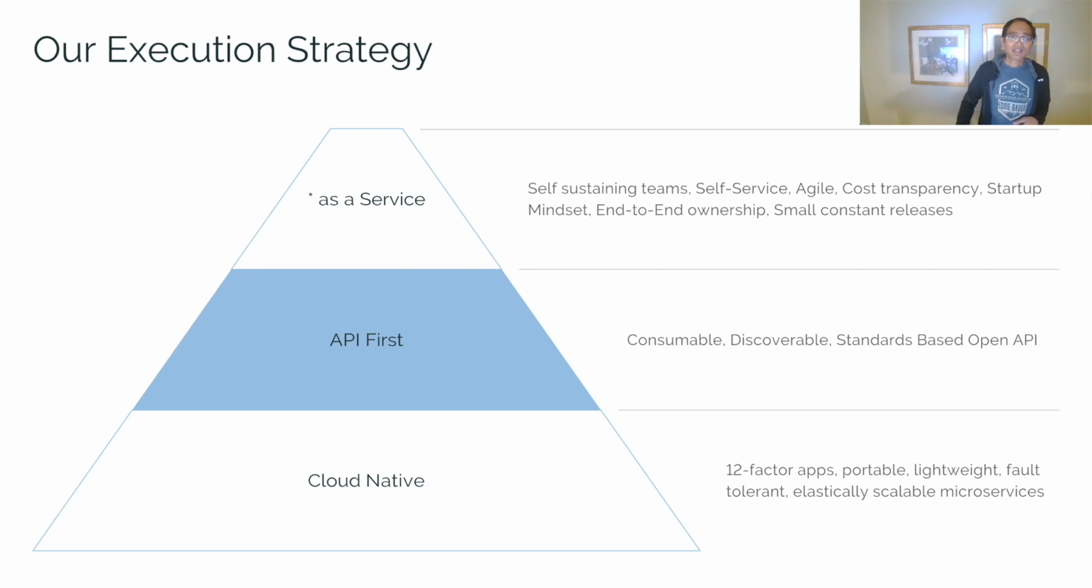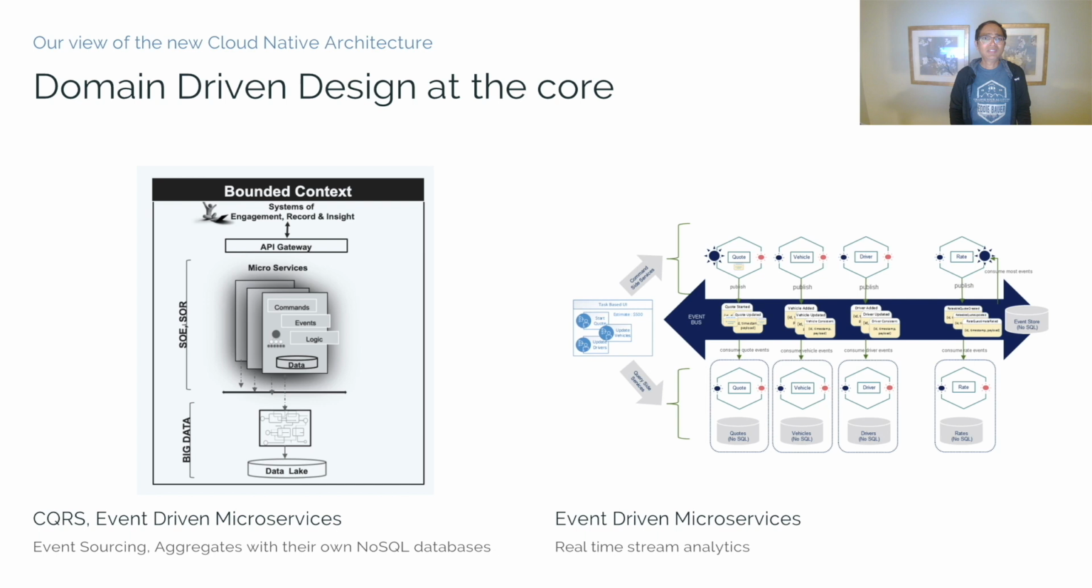So with that, we came up with an architecture model with domain-driven design at the core, so we can break down our monolith into manageable, functional, bounded contexts, with each bounded context owning their own microservices and APIs. And we wanted to make sure they are event-driven right from the beginning, so we can react to things and do real-time stream analytics and so on.